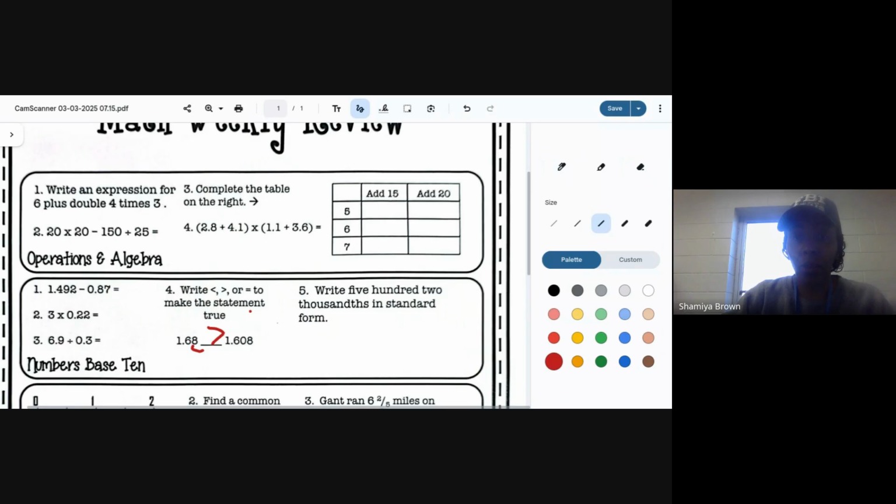And the last one says write 500 2000ths in standard form. 500 2000. So 502. And I have to put my decimal in the front because I don't have a whole number in this number. So 500 2000ths will be written like that. And that is it for this part, section 2.